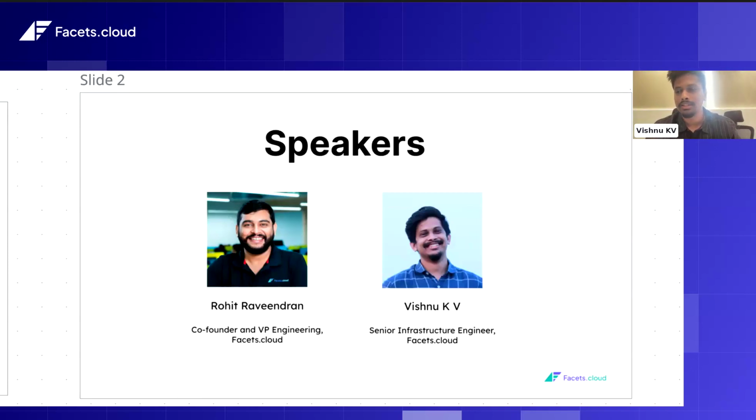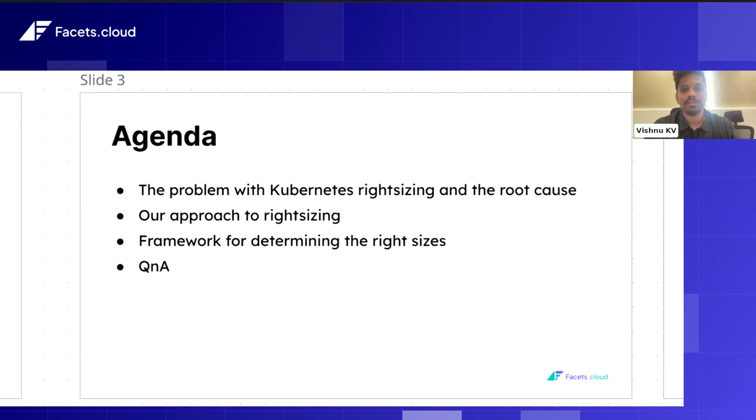First, let's go over the agenda for today's talk. We'll talk about the Kubernetes right sizing problem, why it came into existence, and what the root causes are. We'll talk about our approach, basically saying that we think this is the right way to build a solution for the right sizing problem. We'll talk about certain processes as well as frameworks that will determine the right sizing part. And we'll follow it with a Q&A session at the end. So feel free to drop any questions in the chat or in the Q&A section. We'll be happy to answer your questions anytime. So we'll get started.